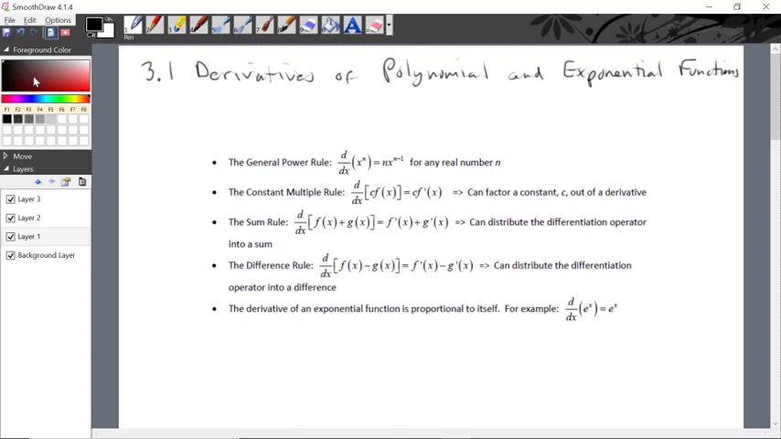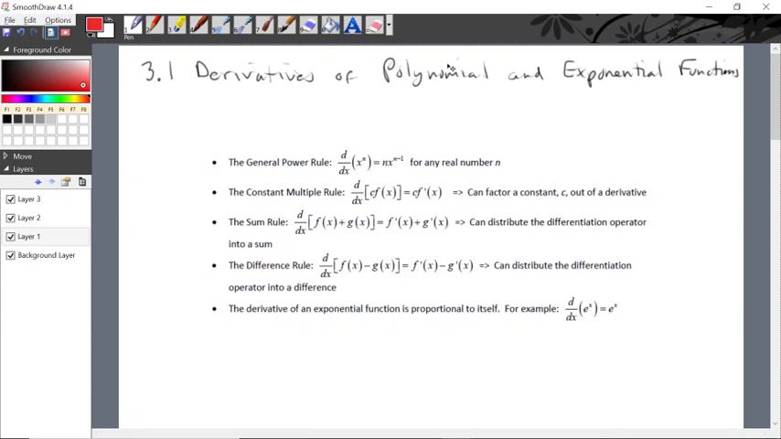So we're going to be starting here by taking a look into two families of functions, and really the first family that we're going to look at is much larger than just the polynomial family. Now, Dr. Stewart titles this section Derivatives of Polynomial and Exponential Functions, which is an introduction to both of those, and it goes further, though, than polynomial.